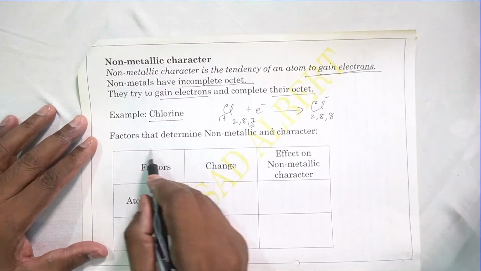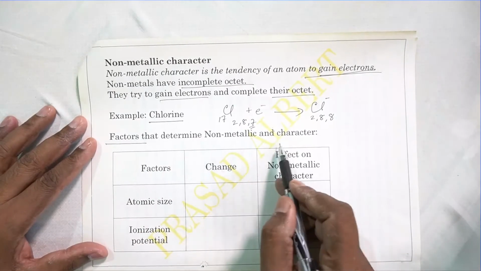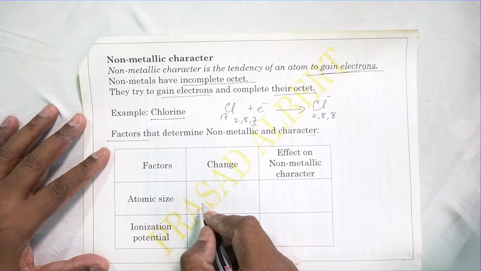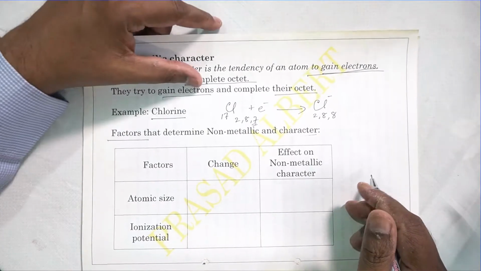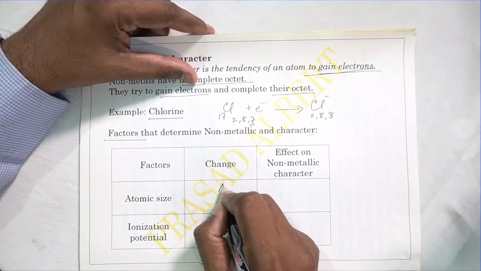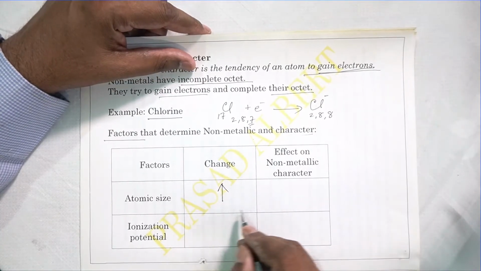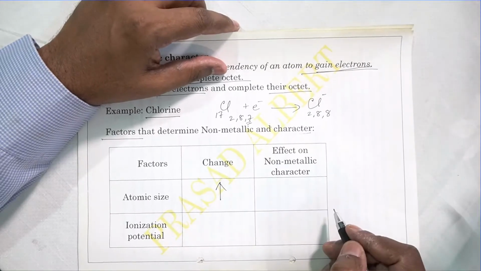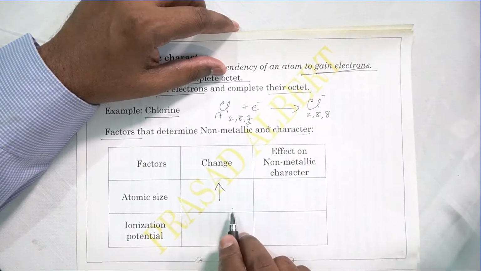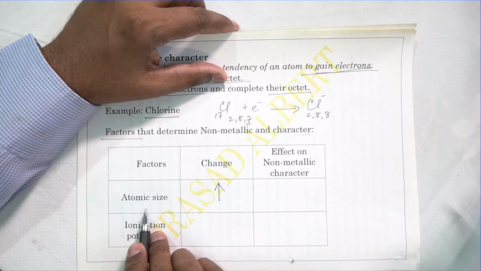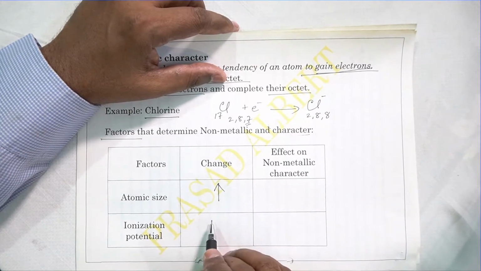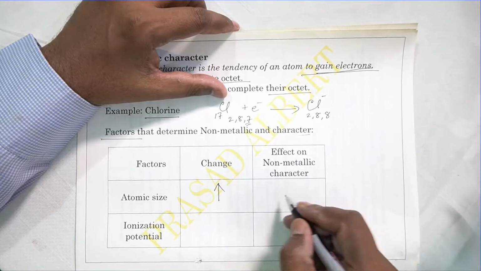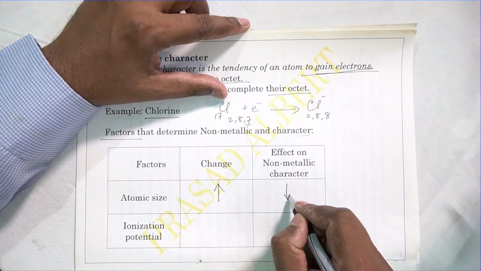Now the next thing is, what are the factors that determine non-metallic character? The first factor is atomic size. As we already know, atomic size increases. When atomic size increases, the outermost orbit is far away from the nucleus. So the outermost electron is very loosely held. And if any electron comes to the outermost orbit, the atom will not be able to pull it in strongly because of the distance. So when atomic size increases, the non-metallic character decreases.